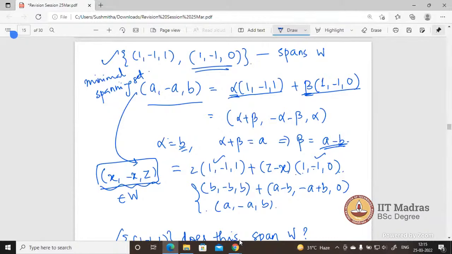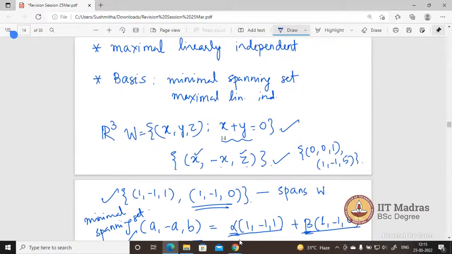Minimal means you cannot reduce. Maximal means you cannot add, right? Yes. To add, it will become dependent. And a basis is nothing but a minimal spanning set, which is also a maximal linearly independent set. Okay, then we'll stop here.